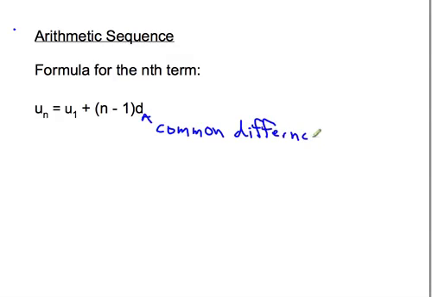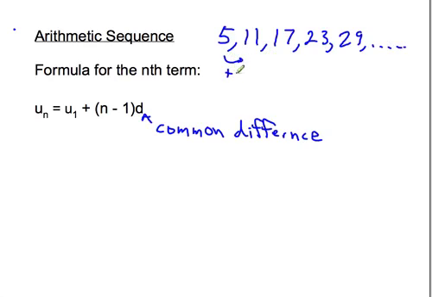So let's take a look at a special arithmetic sequence like, let's say 5, 11. So we're going to add 6 each time. 17, 23, 29, and so forth. So in this one here, the common difference is 6 because you have to add 6 each time. In this particular sequence, we have d equals 6.